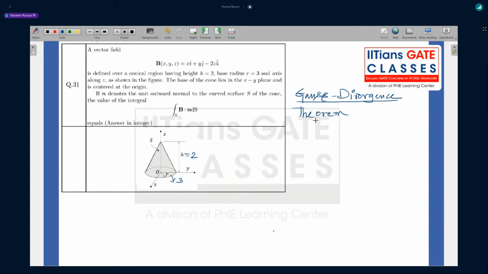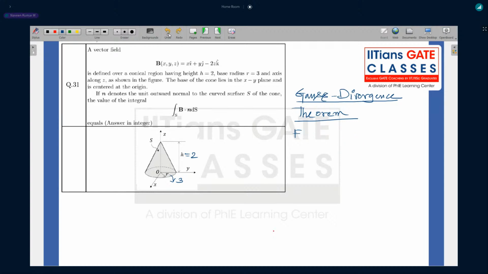Gauss divergence. What is the Gauss divergence theorem? It says if you have some function f of x, y, z, which is a vector field function, let us assume that as f bar, and there is some n cap, that's a unit normal going out of that surface, pointing outside. Then the Gauss divergence theorem says, so I'll just write the formula here.